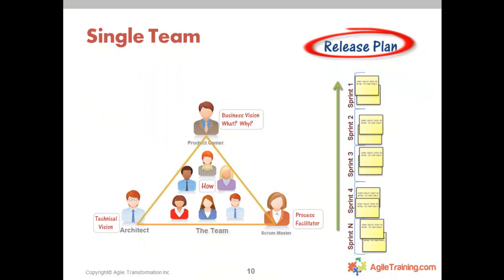Just as a reminder, for those of you that haven't attended other ones, here's a single team view. A team has the product owner, scrum master, technical leadership. It doesn't have to be an architect, but some level of technical leadership. They have a backlog, and they have a release plan, and they're trying to figure out what they're going to get done in every sprint.